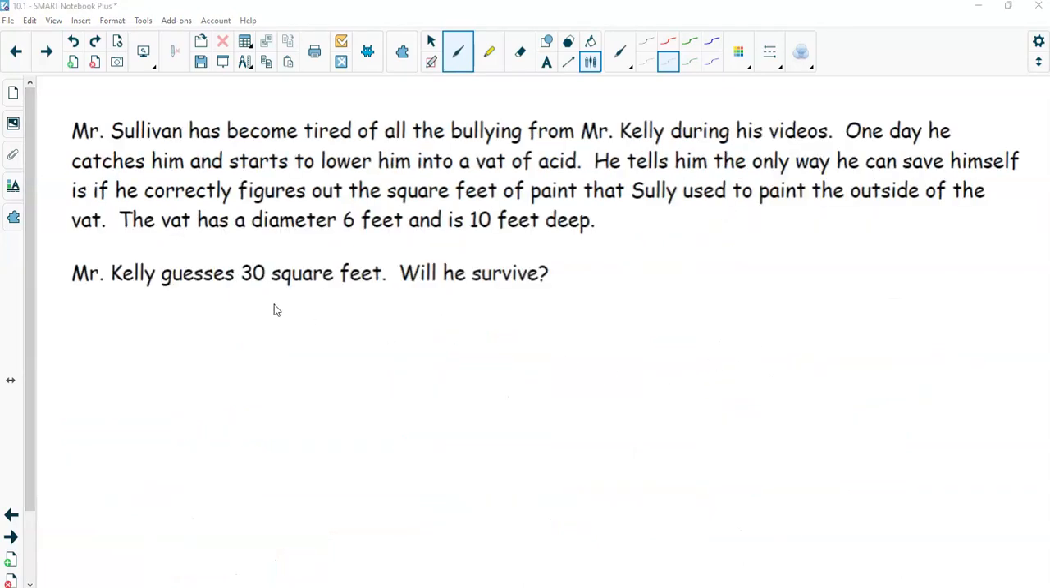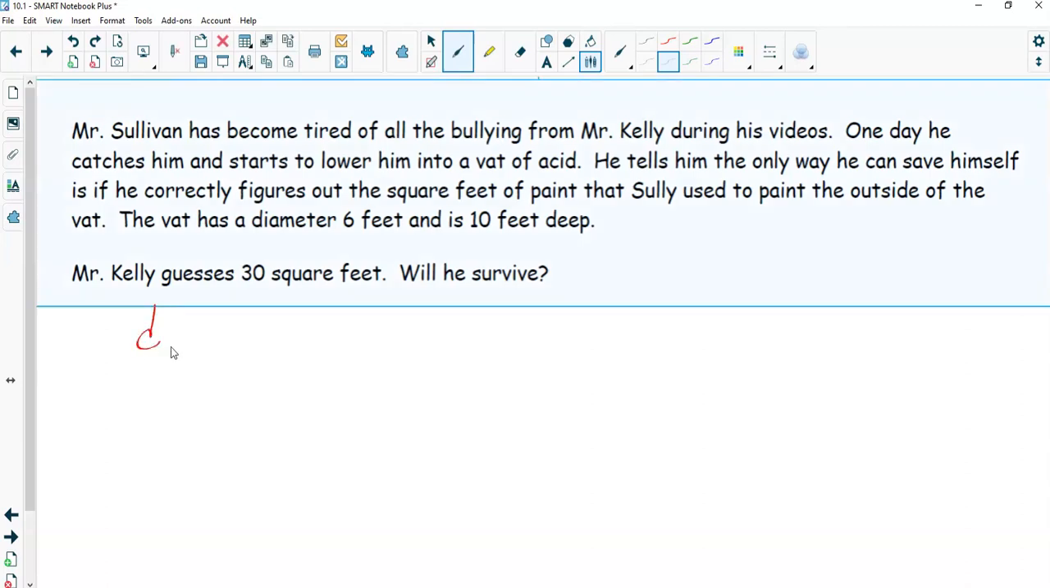Okay, here's a word problem. It says Mr. Sullivan has become tired of all the bullying from Mr. Kelly during his videos. One day he catches him and starts to lower him into a vat of acid. He tells him the only way he can save himself is if he correctly figures out the square feet of paint that Sully used to paint the outside of the vat. The vat has a diameter of 6 feet. So we have a diameter, that's information right here that we're going to write. The diameter equals 6 feet. And the vat is 10 feet deep. So the depth or the height would be 10 feet.